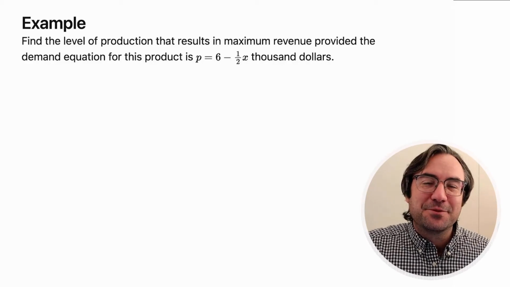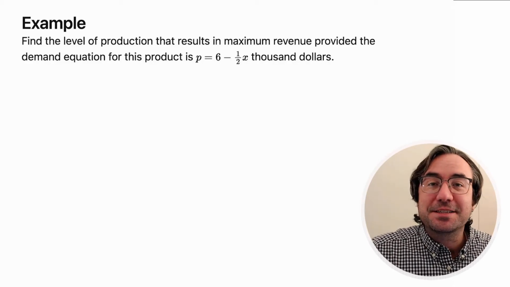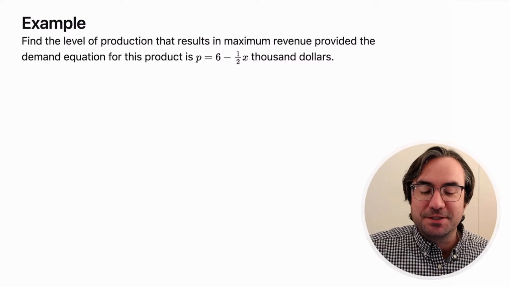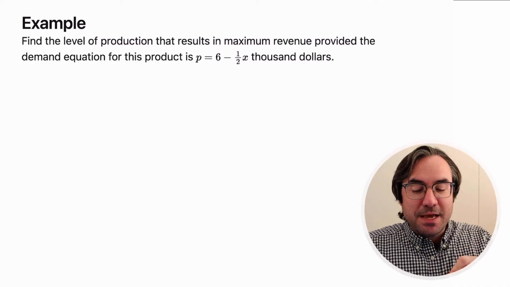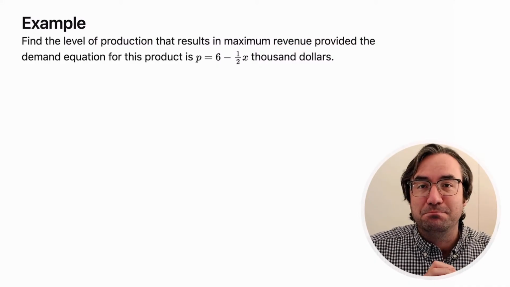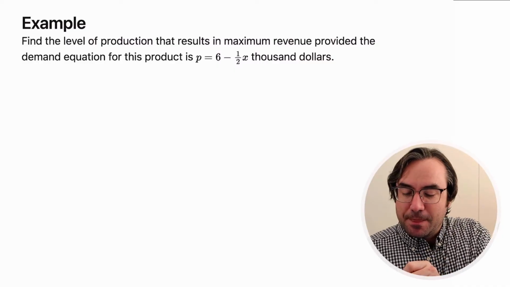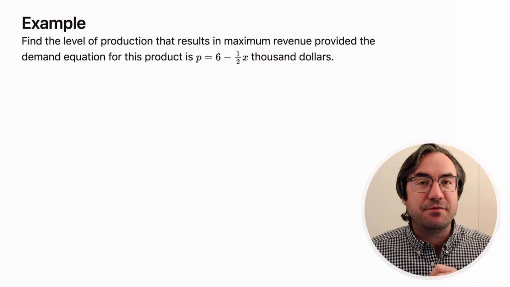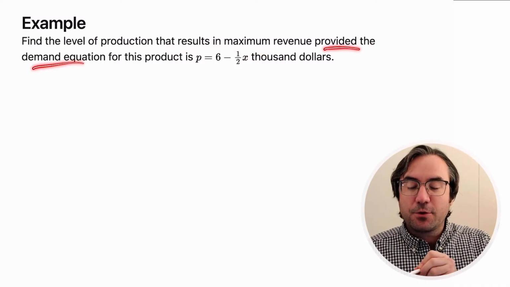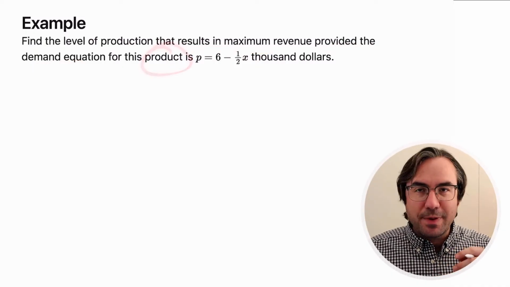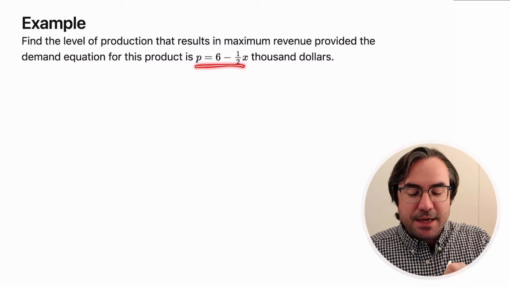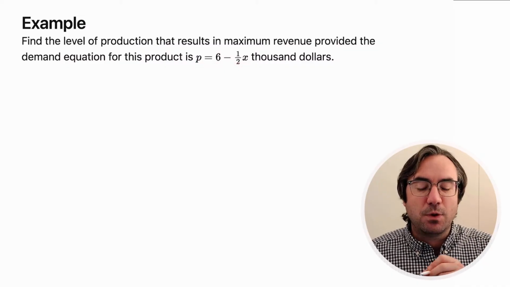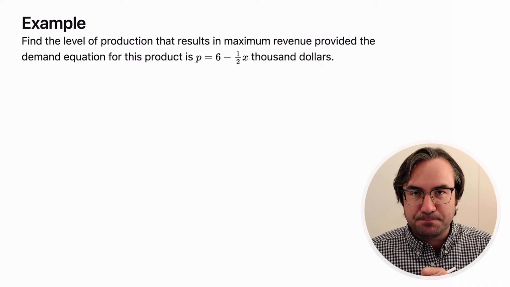Welcome everyone. For today's prep, we're going to look at the next example in DO7. So we're going to see an optimization problem involving, in this case, revenue. So let's read through it. Here we want to find the level of production that results in the max revenue, provided the demand equation for whatever product we're manufacturing and selling is P equal to 6 minus 1/2 X $1,000.